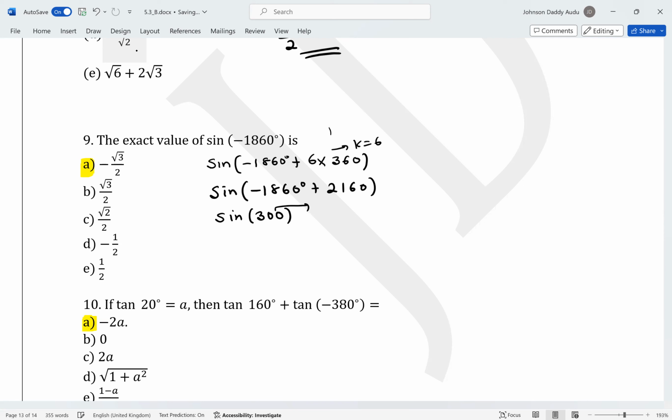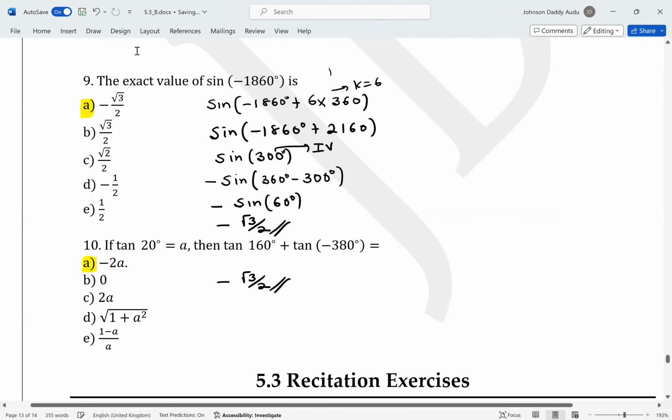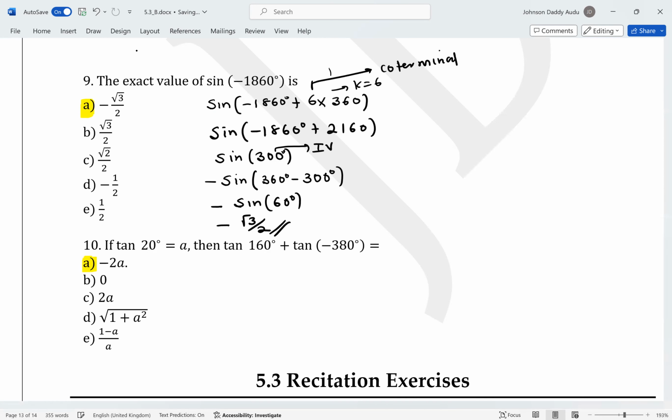And now we can take the quadrant. This definitely is in quadrant number 4. So in quadrant number 4, sine is negative. So this is minus sine. Then how do we find the reference angle? It's going to be 360 minus 300. So you have minus sine 60 degrees, right? And this is just minus root 3 over 2. So here, what are we trying to do? We're trying to find the coterminal angle first. Up to this point. Then here, we're using the reference angle.